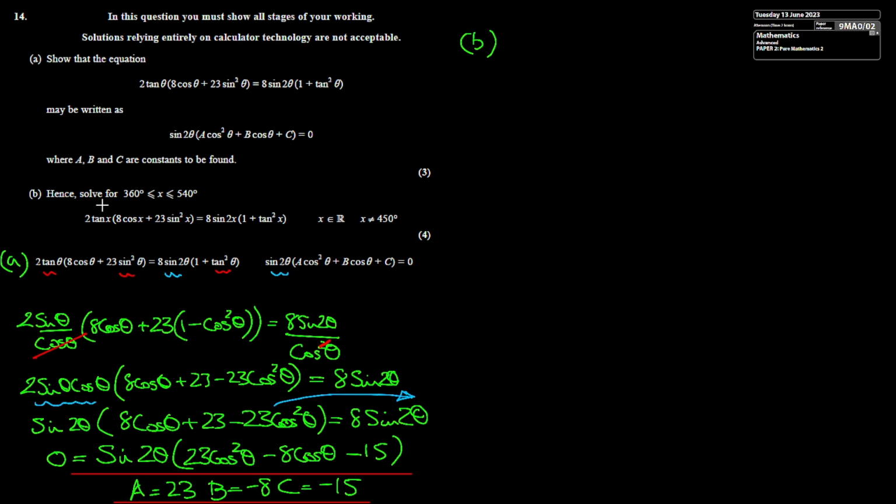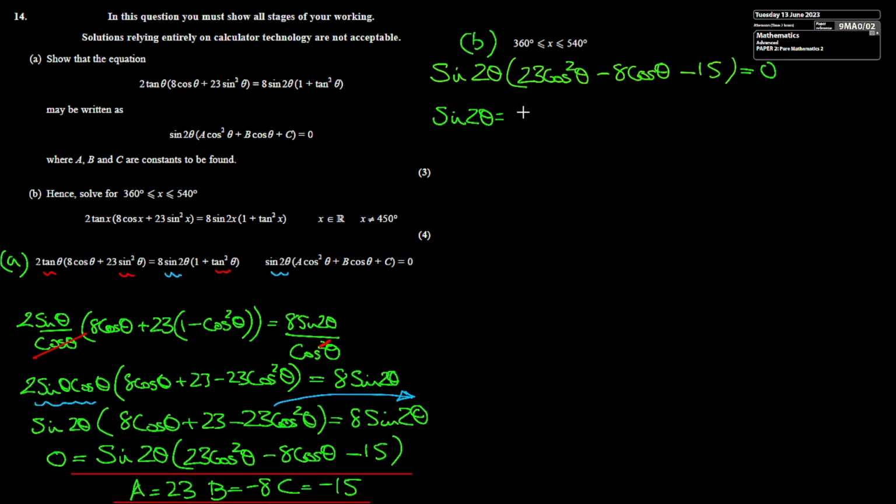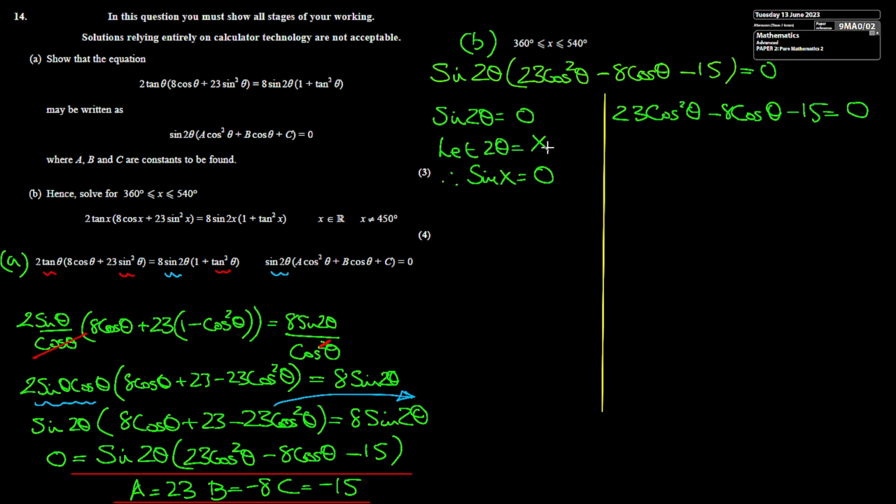So part B, we've been asked to solve the first equation, which we've now converted to our new equation, and we've been asked to solve it between 306 degrees and 540 degrees. So if this is true, then I can say that sine 2 theta equals 0 or this lot, and both will offer different solutions. Now, to solve this first one, I'm going to say let 2 theta equals x.